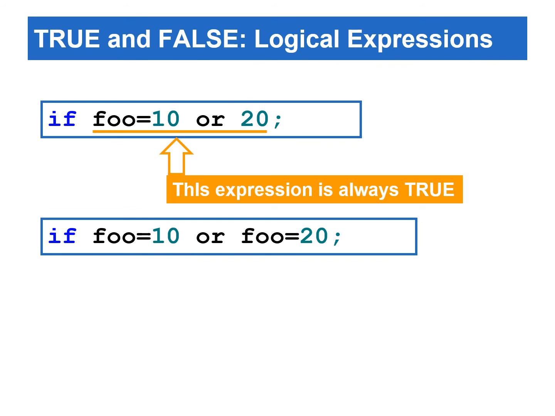A classic logic error often occurs when using the OR operator. For example, if foo equals 10 or 20 always resolves to true, because 20 is treated as a single expression and evaluated as true. You actually intended to write if foo equals 10 or foo equals 20. This type of error is often difficult to detect, because the syntax is completely correct.